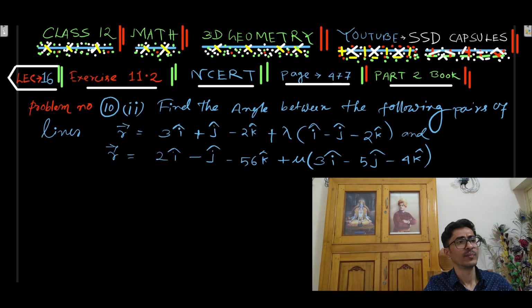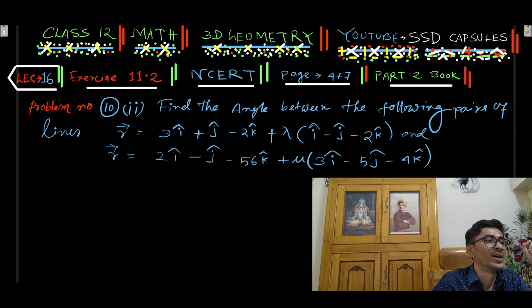See, in this problem, problem number 10 of 2, find the angle between the following pairs of lines. Again R vector with this, R vector with this. This is the same type of problem as the previous one. So should I solve it today? No. It will be given as home assignment.